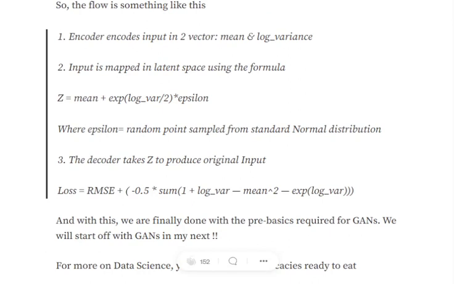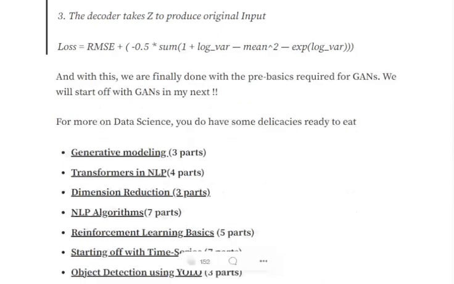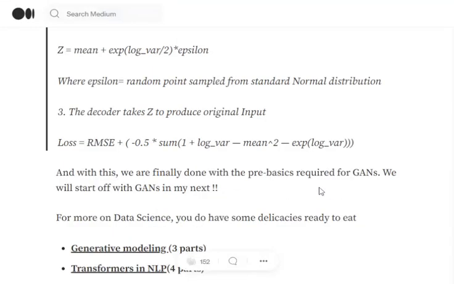And the loss used is reconstruction loss, as I told you, RMSE, plus the KL divergence loss, which has a formula like this: minus 0.5 times the summation of 1 plus log variance minus mean raised to the power 2 minus exponential of log variance. And this is how variational autoencoders help us in generating new images and are a stepping stone to GANs.